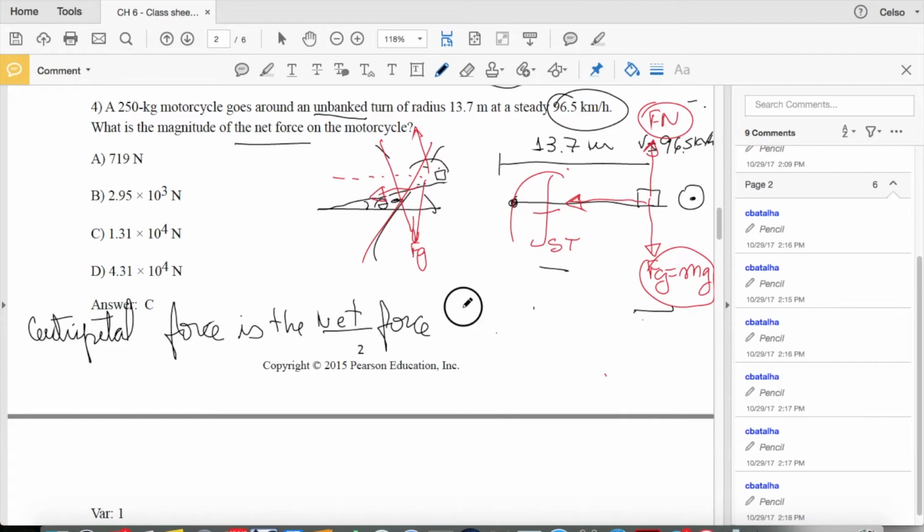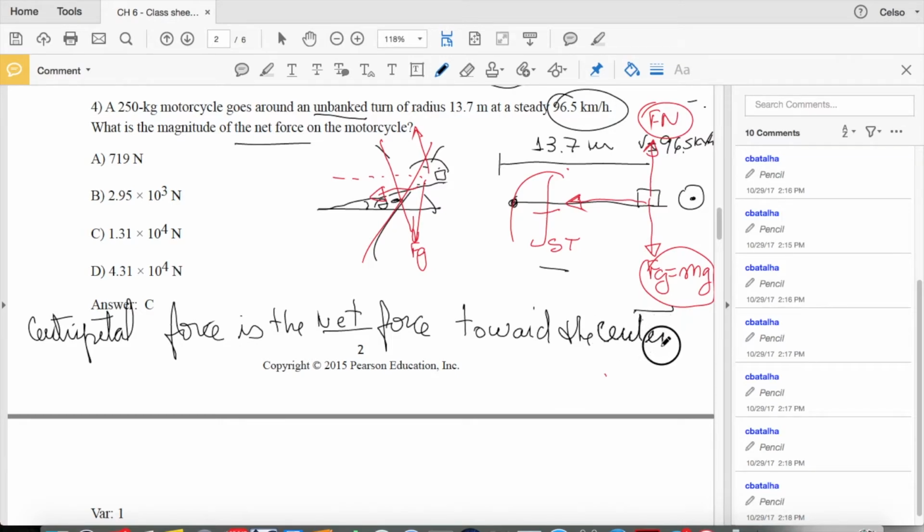Centripetal force is the net force towards the center of rotation. The center of rotation. So you have to identify around which point your object is moving.